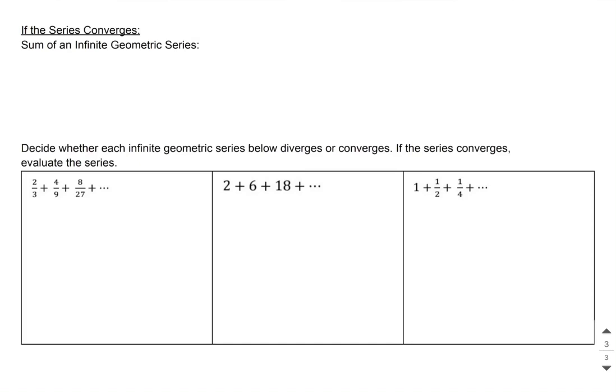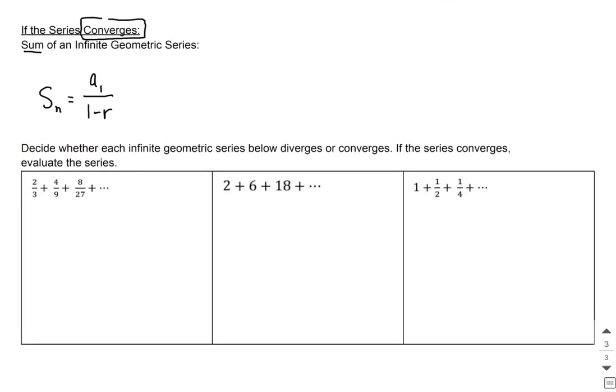To recap, if the series converges, that is the only time that you can find the sum of that infinite geometric series. And there is a formula for it. The sum is equal to a sub 1 over 1 minus r. It's similar to the partial sum of a finite geometric series, except r to the nth power gets closer and closer to 0, so I'd have 1 minus 0, which would be just 1.